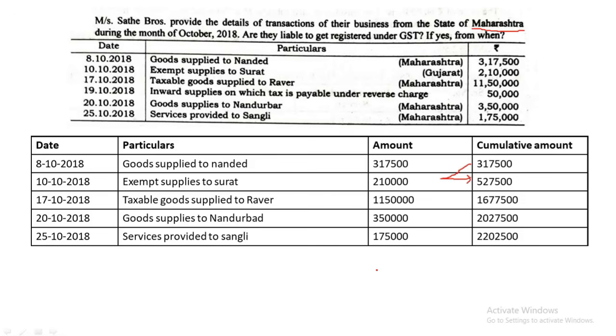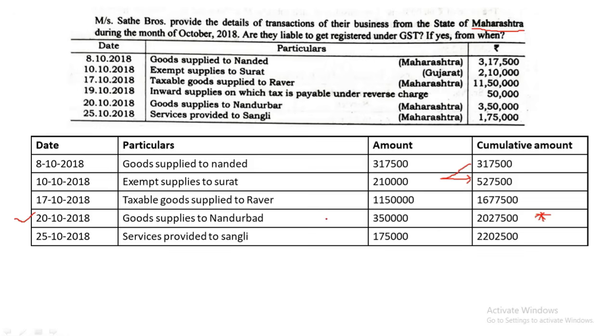Once you come to this point, now it is the simplest part. Just check: since he was in the state of Maharashtra, supplying goods and services both, the threshold limit is supposed to be 20 lakhs. Now, when we added up in cumulative, we saw that the aggregate turnover is getting over 20 lakhs in this particular cell, and the date corresponding to this cell is 20th October.